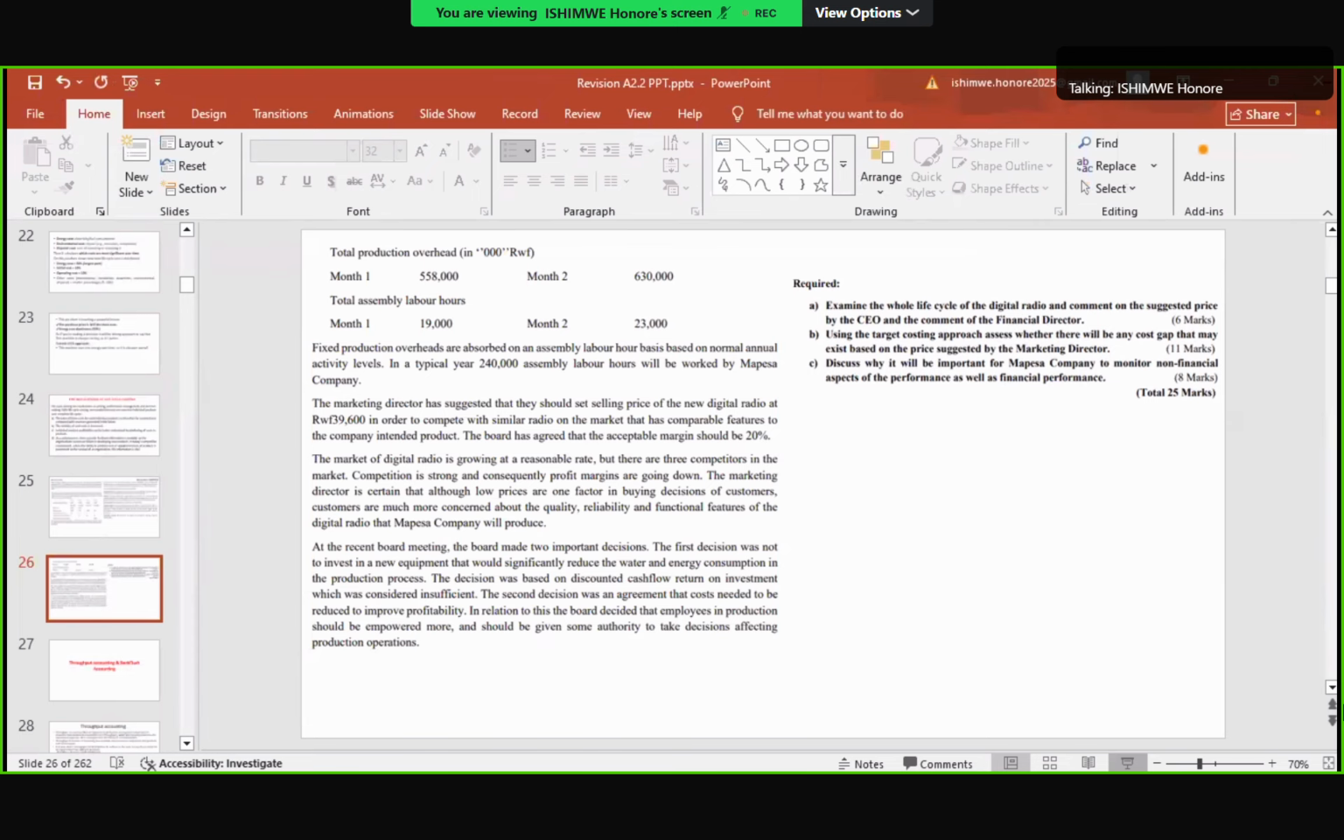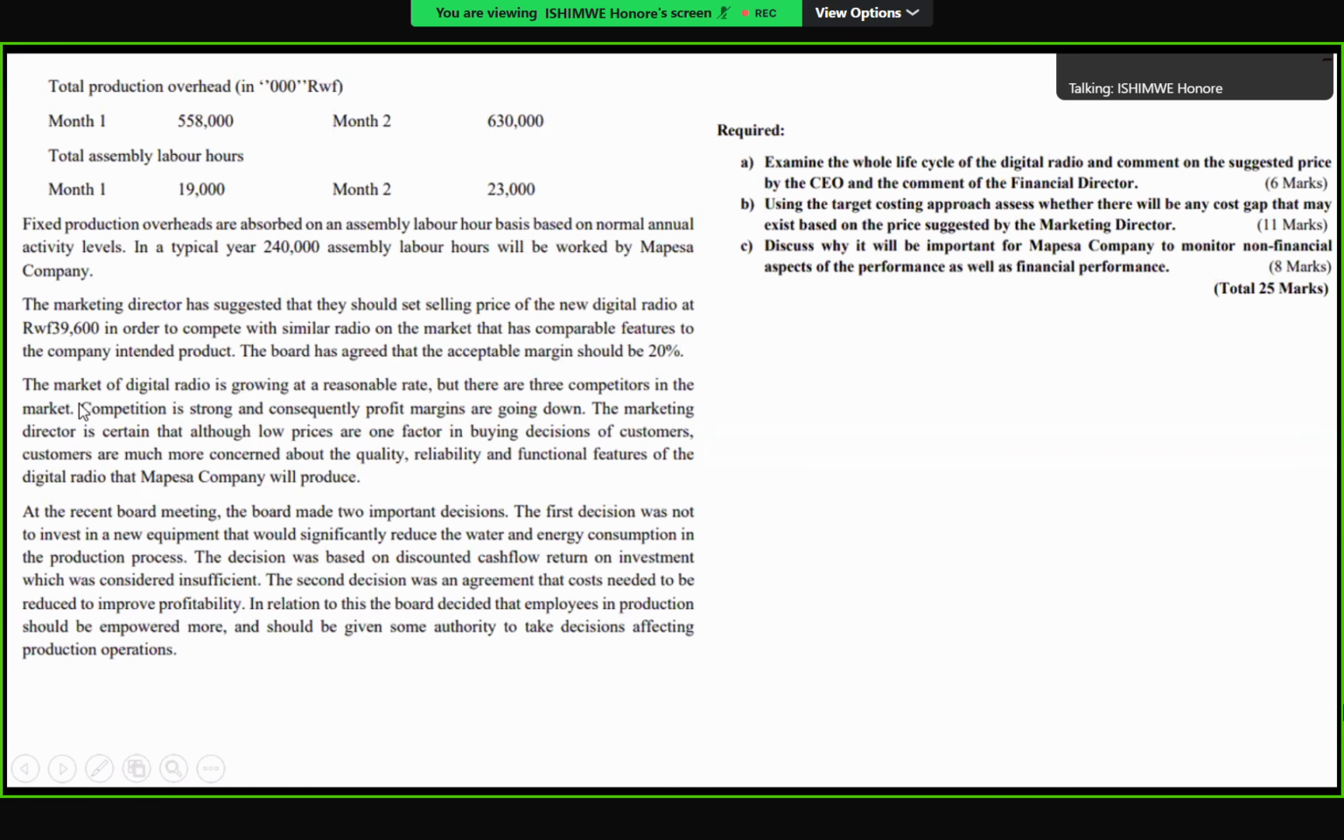I hope you can read it well. Okay, some word was actually not seen there.